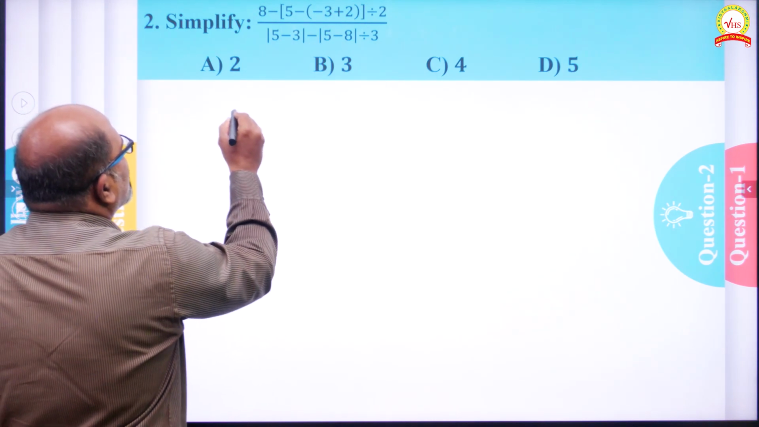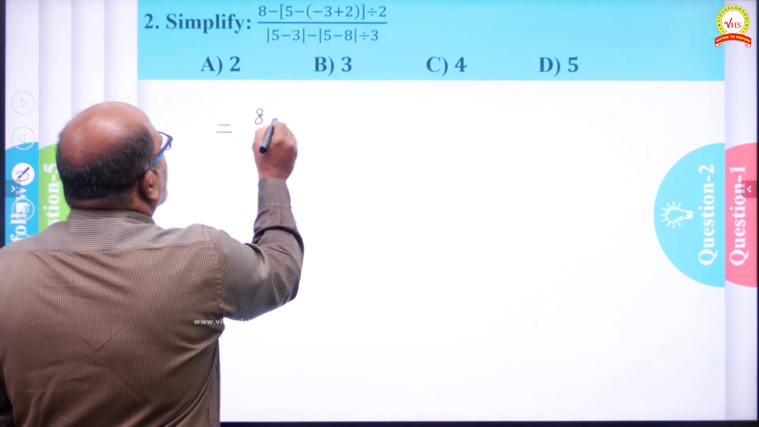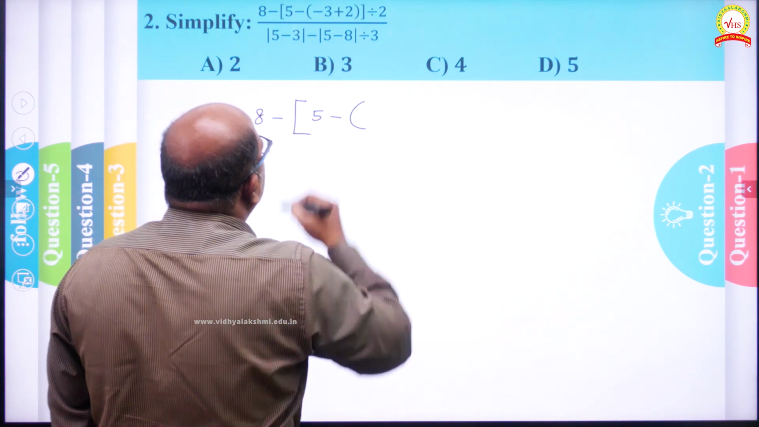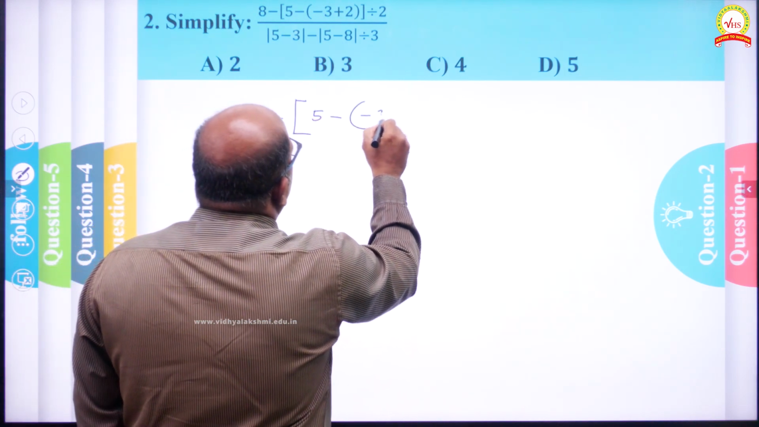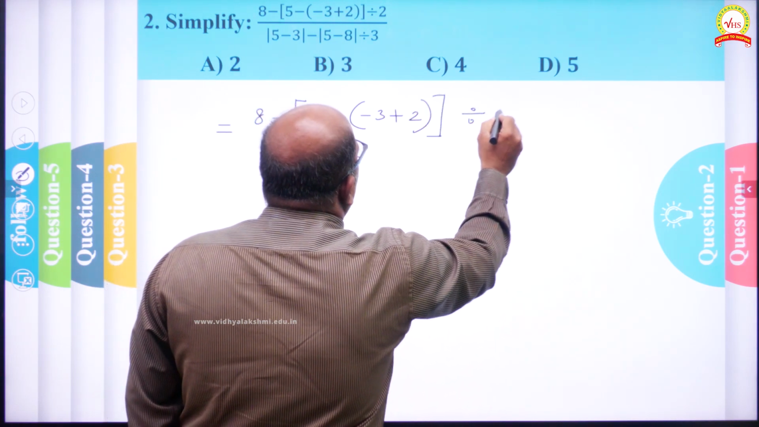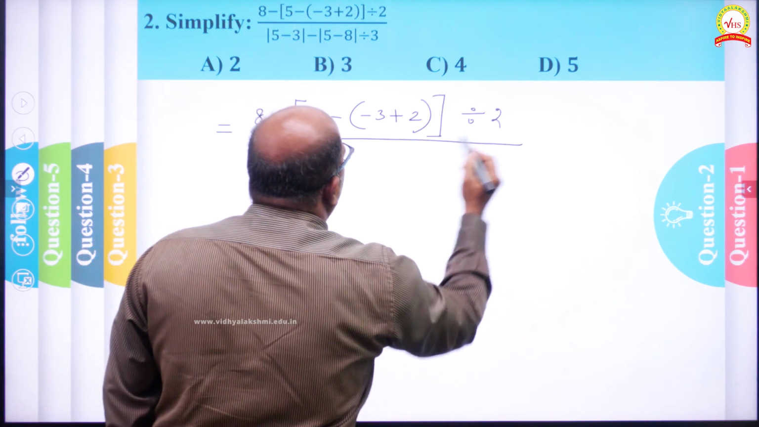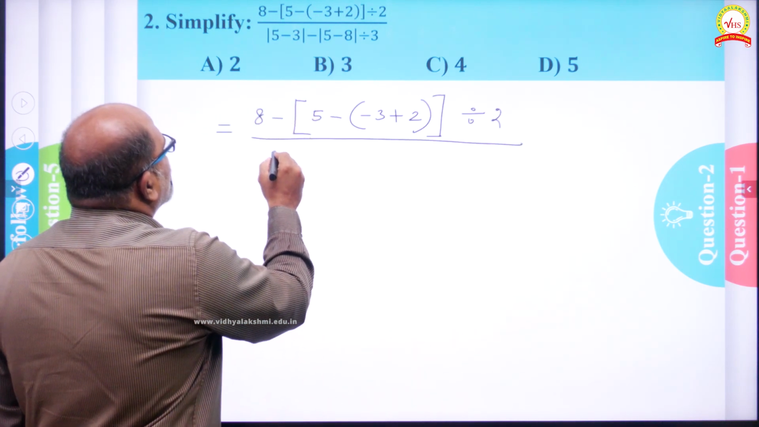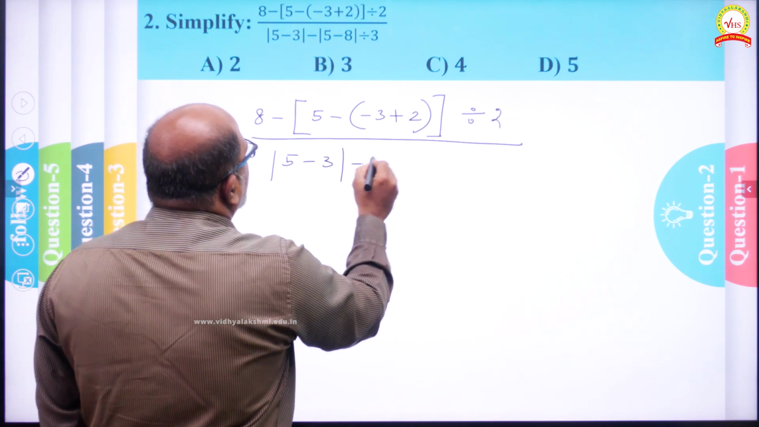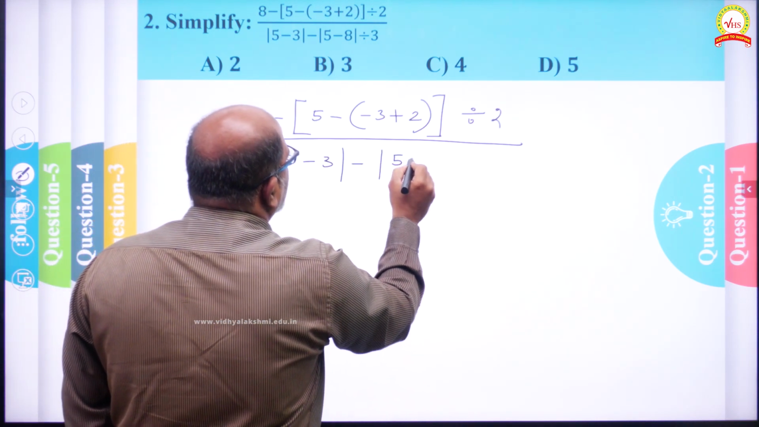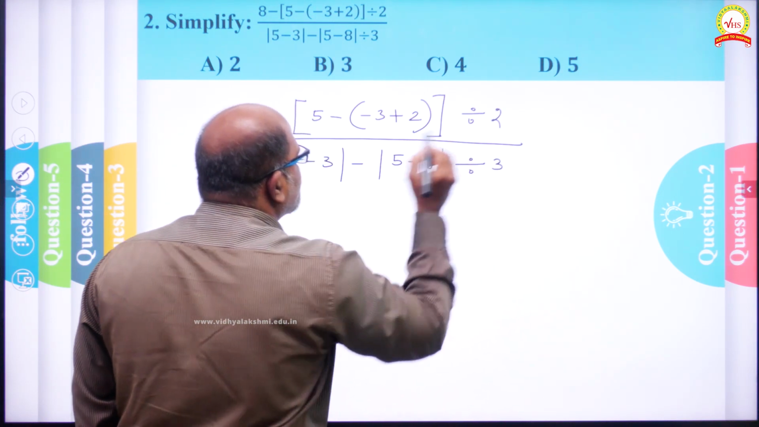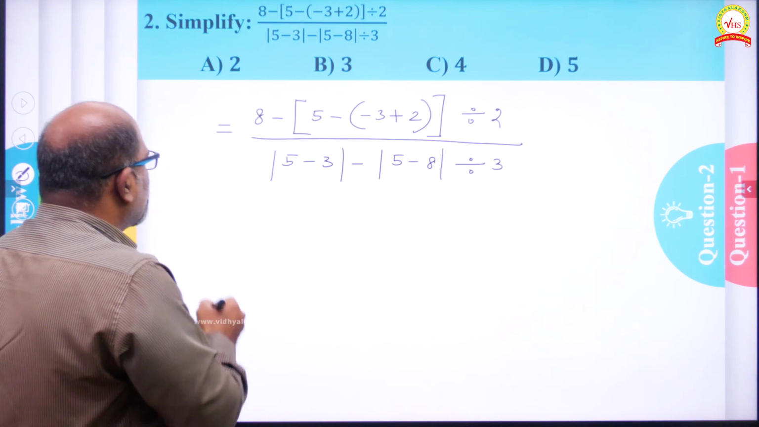I want to take the question carefully. 8 minus, within bracket I am having 5 minus, inside that there is a bracket, minus 3 plus 2, and then divided by 2, the whole divided by modulus 5 minus 3 minus modulus of 5 minus 8, and divided by 3 at last. Okay, I have taken the question.